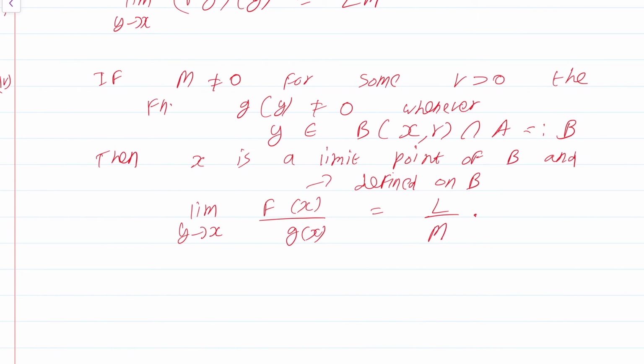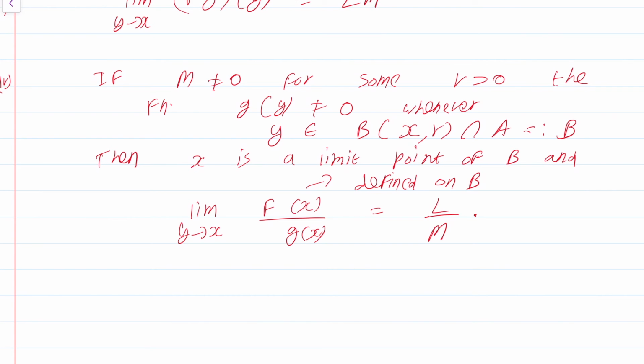A bit wordy, but I want it to be a bit precise. All I want to say is, if the limit of the denominator is not 0, then when you are sufficiently close to the limit point x, the function itself is not 0. Therefore, you can define the quotient f by g on some ball B(x, r) intersect A, which I am calling the set B. So I am taking the limit of this function defined on B at the point x. To do this, x must be a limit point. That is part of the statement, and that limit is equal to L by M.